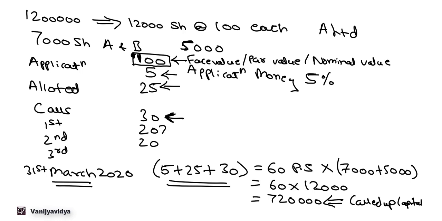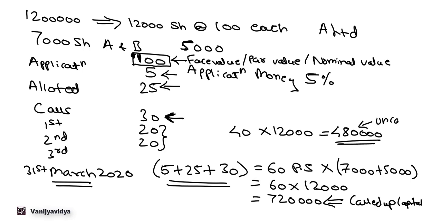Now this 20 plus 20 is not yet called. So this 40 rupees per share into the total number of shares, 12,000. So 40 into 12, that comes to 4,80,000. Now this 4,80,000 is uncalled capital.